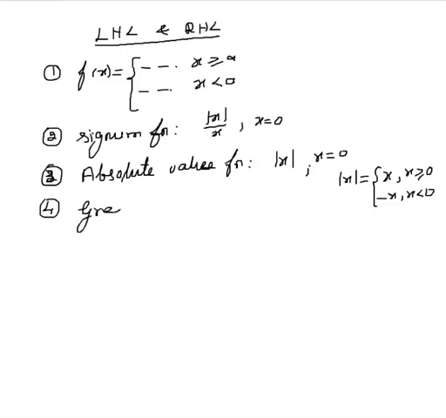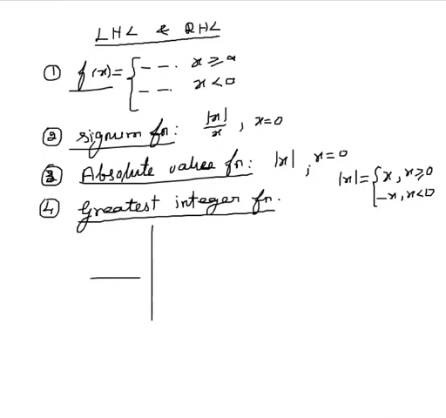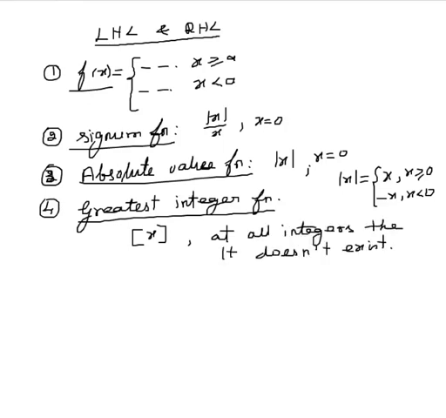Fourth, greatest integer function. If you remember the graph of the greatest integer function, it's like steps. You have gaps in the graph at each integral value. Therefore, for the greatest integer function, at all integers, the limit does not exist. When we come across such functions, we will do LHL and RHL to check whether the limit exists or not.